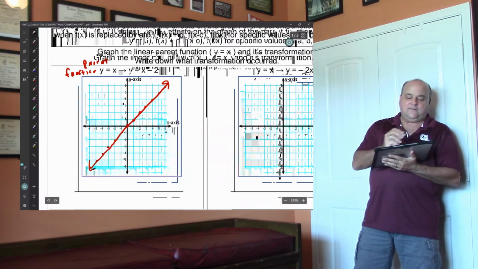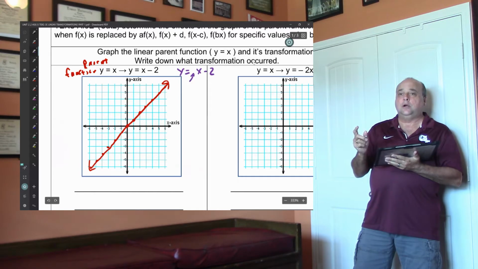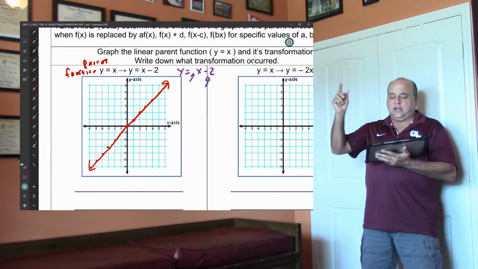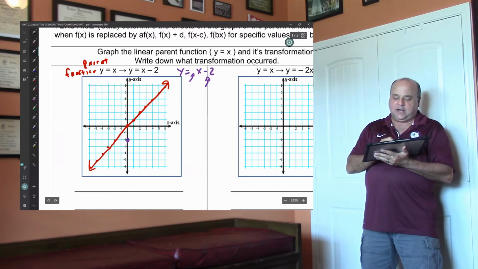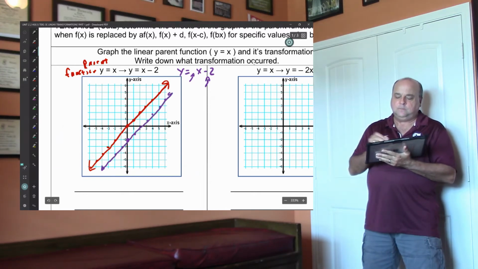Now then we're going to graph y equals x minus 2. Notice there's no sign or number here. The only thing that's changing is that negative 2, right? So we're basically going to go down to negative 2 and draw another line that's going to have a slope of 1. Is that right? Okay, so basically our line's going to be this, right?